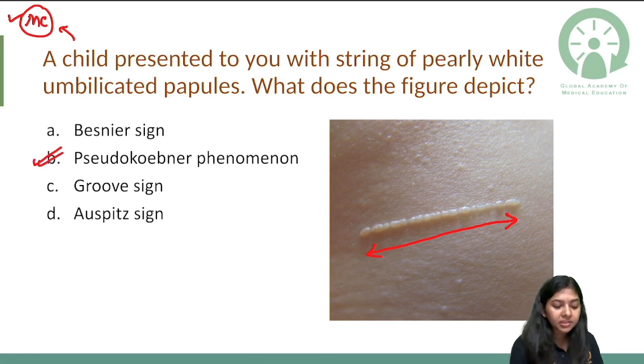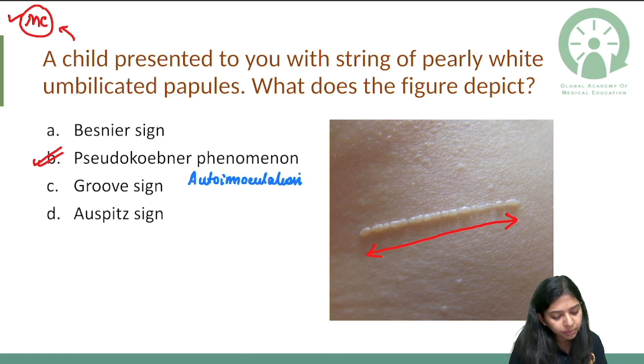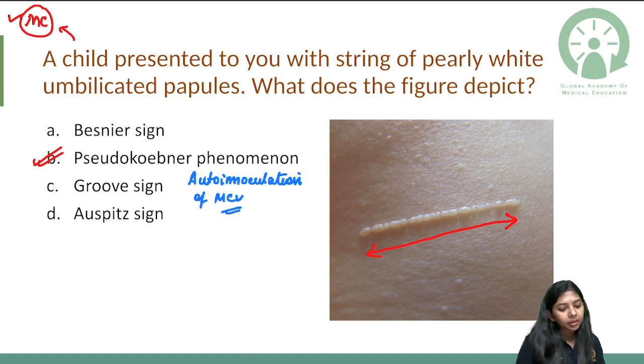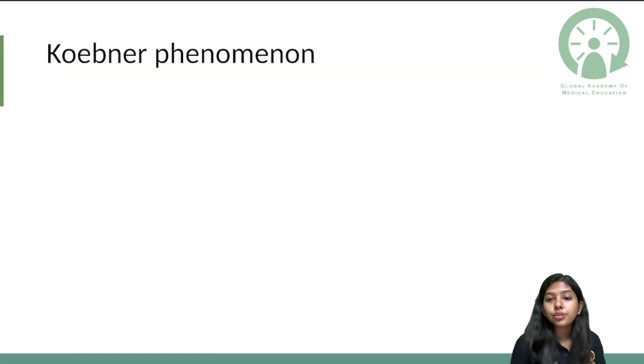If you have read it previously, you know what pseudo-Koebner phenomenon is. It is because of auto-inoculation of the organism, the MC virus. Okay. Now what is Koebner and what is pseudo-Koebner phenomenon? First let's look at that.